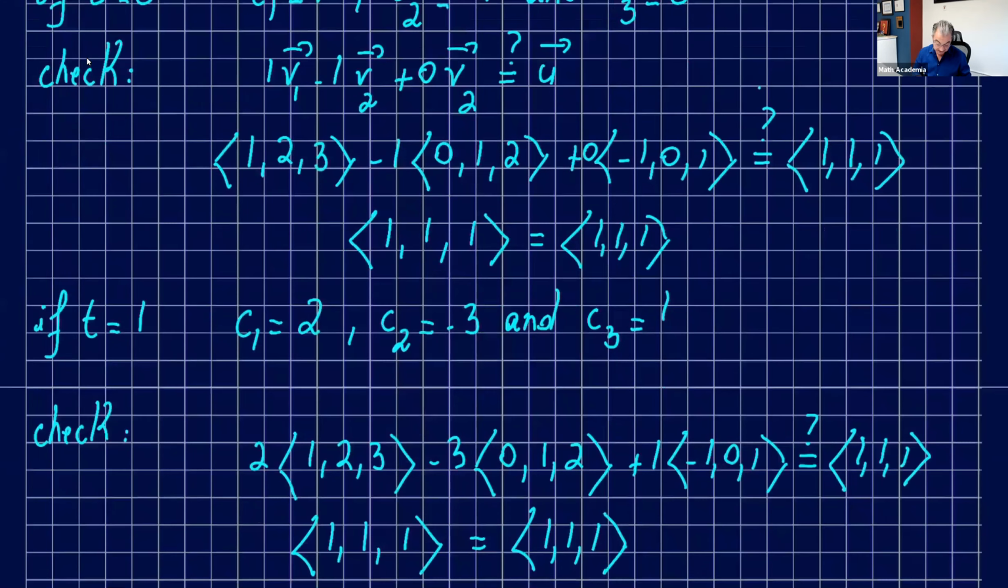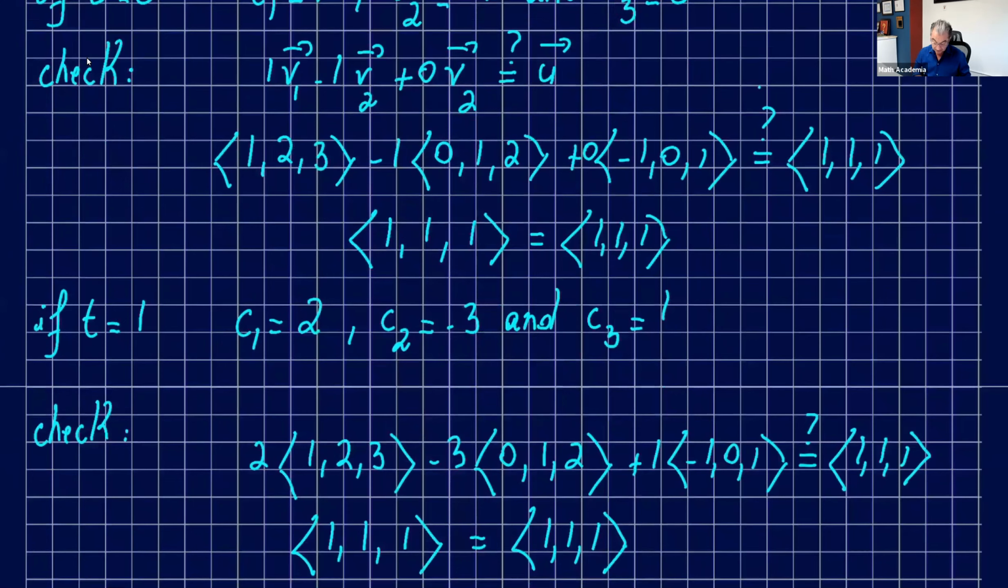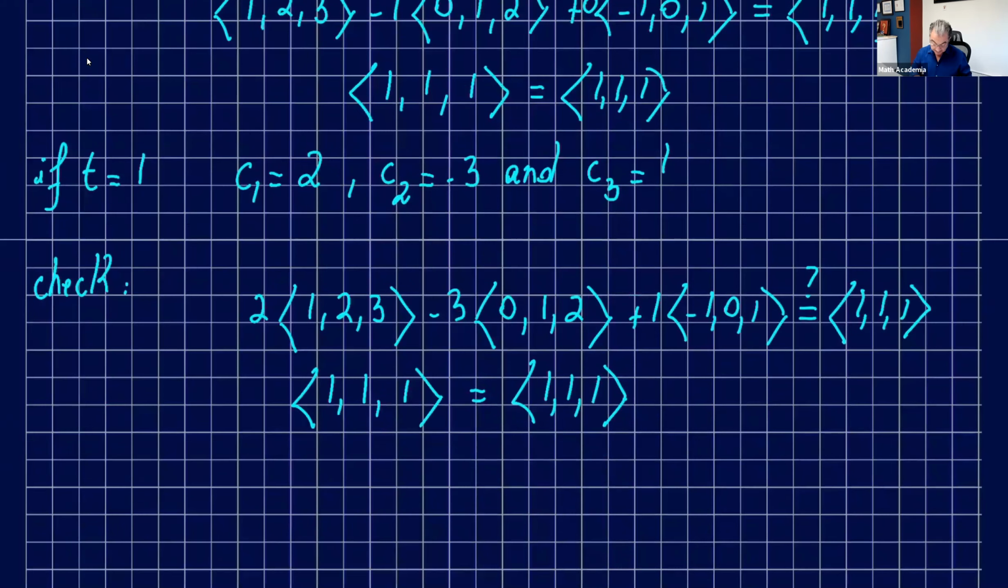Now if you pick t equals 1, then you get those numbers for C1, C2, and C3. And if you try the same, you're going to get again the right answer. Check 2 times V1 minus 3 times V2 plus 1 times V3. Is that equal to 1, 1, 1? And the answer is yes. Please check that yourself, and you'll see you get the same answer. So that's how we write the linear combinations of vectors.